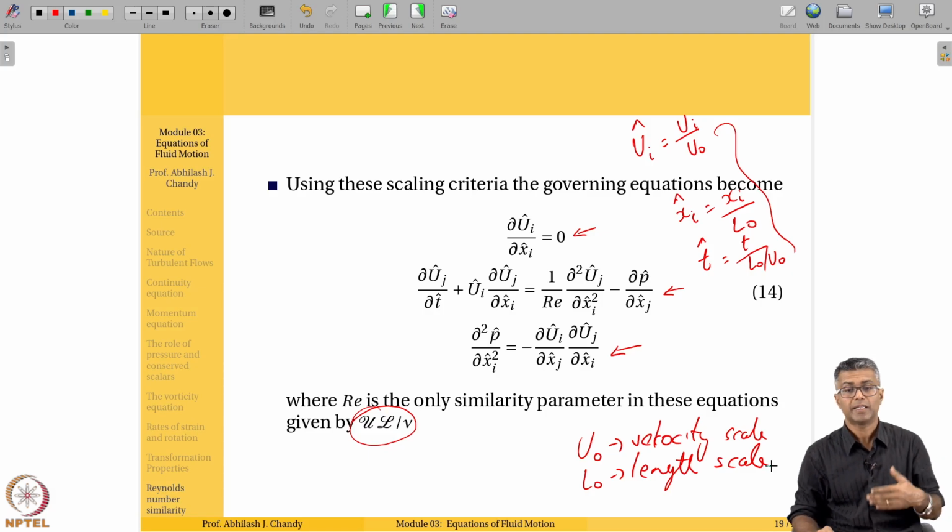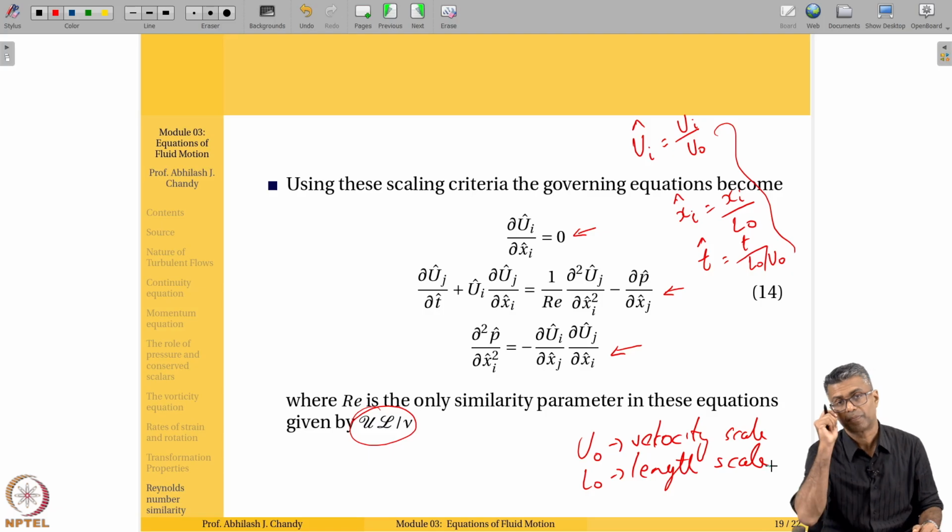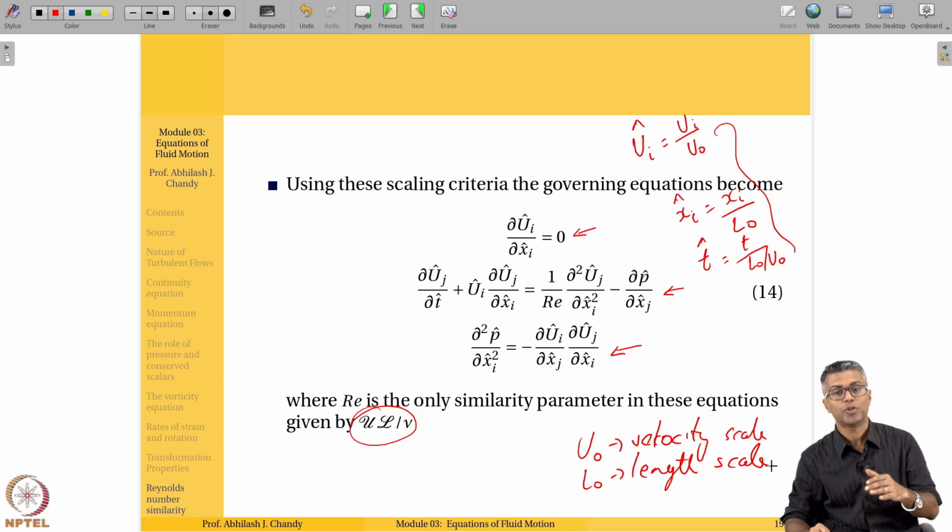In a pipe flow, that L0 could be the diameter of the pipe. In a jet flow, in a turbulent jet, for example, the L0 could be the diameter of the nozzle. And the velocity could be the incoming velocity of the fluid in the nozzle. So that's what I'm using to scale my variables. And I have obtained the scaled equations.